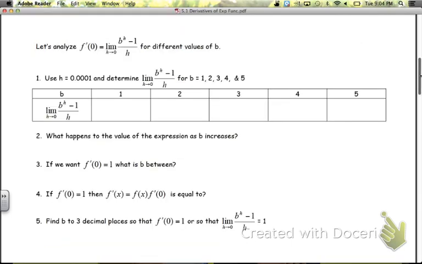So now I'd like you to pause the video and analyze f prime of 0 equals the limit as h approaches 0 of b to the power of h minus 1 over h for different values of b. When you're doing this, use h to be equal to 0.0001 and determine the limit for b equaling 1 to 5. After you're done that, you can resume playing of the video, but I would expect that the 5 questions here would be done.